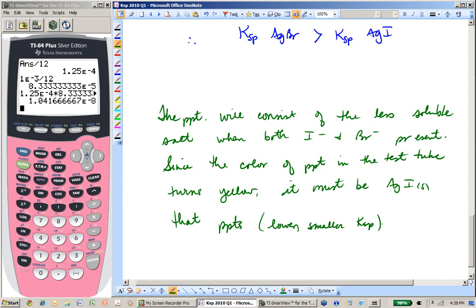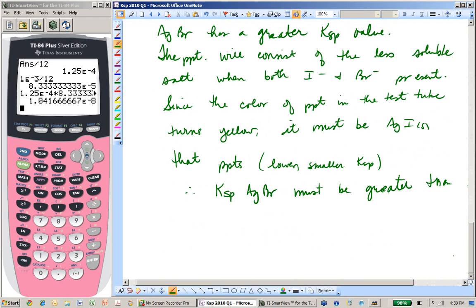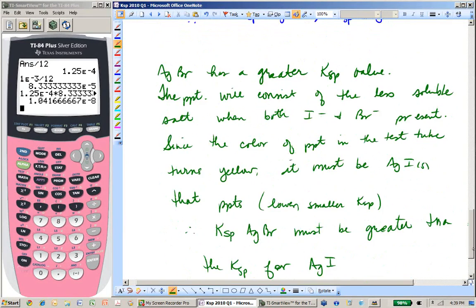So that's what leads me to the fact that AgBr, to answer the question up front, has a greater KSP value. Now I'm going to say it again. Therefore, the KSP of AgBr, to finish off my sentence, must be greater than the KSP for AgI. Okay, I'll leave that there for a second.